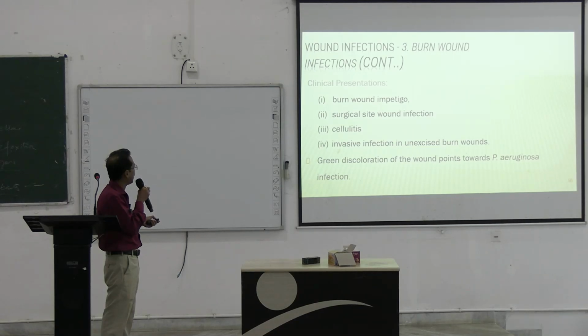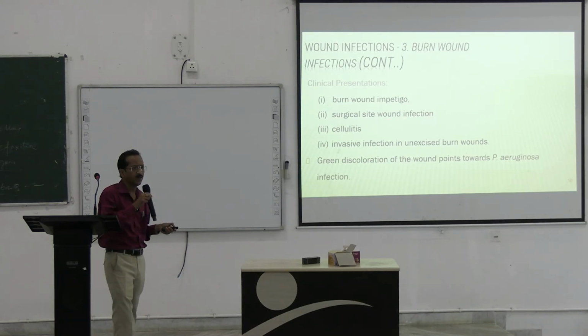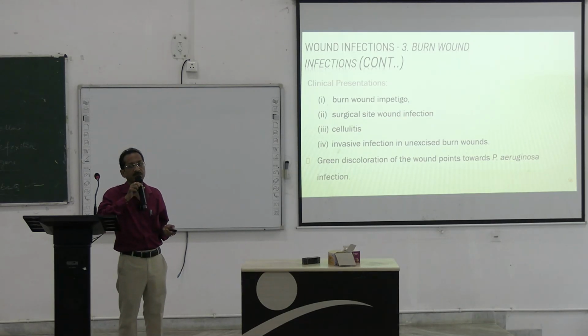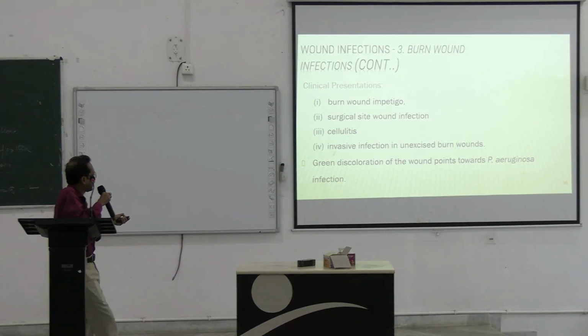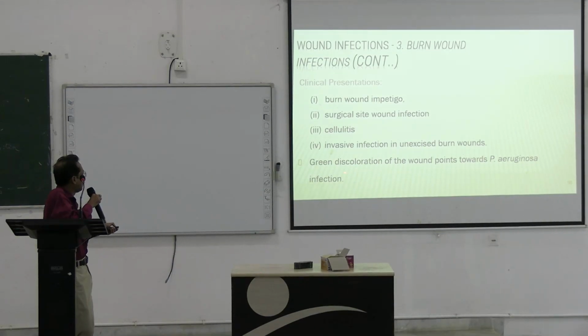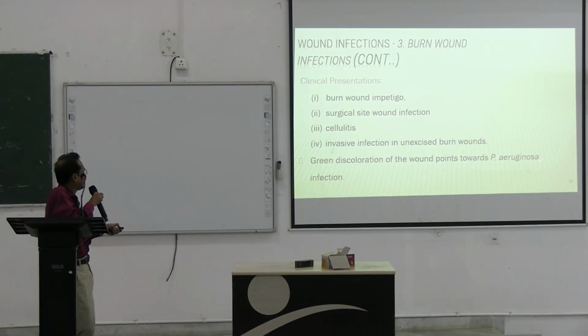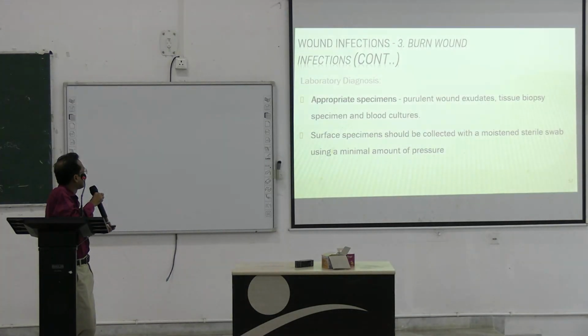Again, burn wound, what type of infection can occur? Burn wound impetigo, surgical. Why surgical site wound infection in burn? There may be some debridement. Debridement surgery may be there in burn, so that's why surgical site infection can occur. And bluish green discoloration points towards Pseudomonas aeruginosa infection. So that was the question.